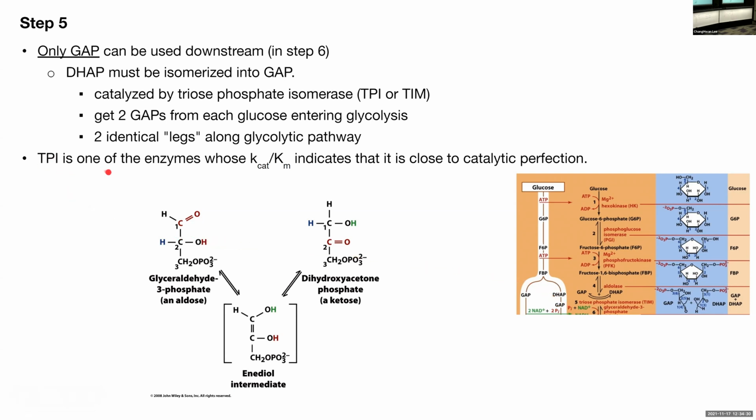And this TPI or TIM, the isomerase for this DHAP to GAP change, has a really high kcat/KM value. And we talked about the kcat and KM ratio, which tells us the efficiency of one molecule or the specificity. And it already reaches catalytic perfection, meaning that its rate is similar to just the diffusion, 10 to the 8th per millimolar.